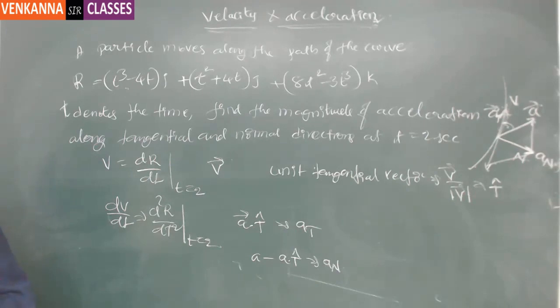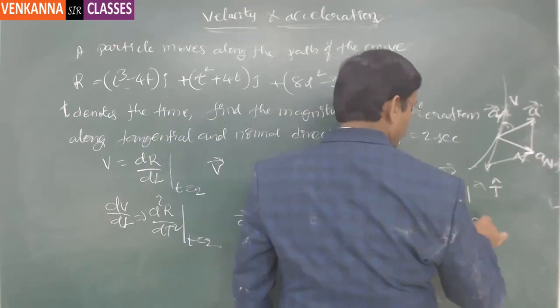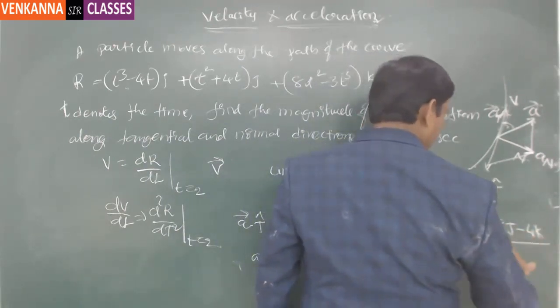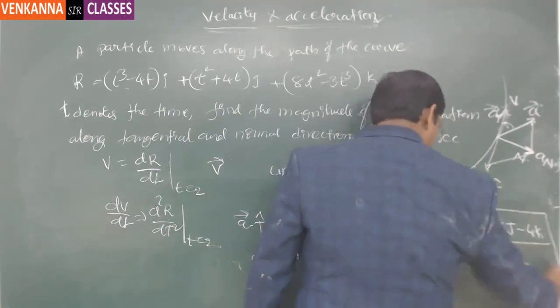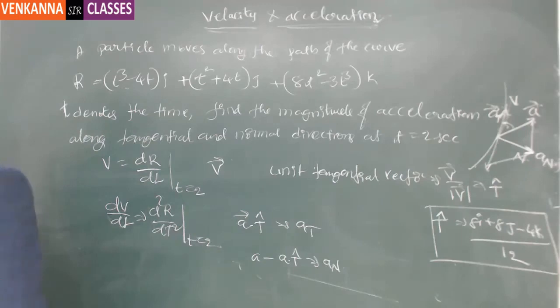8i plus 8j minus 4k divided by square root of 64 plus 64 plus 16. So that is 12. So 8i plus 8j minus 4k divided by 12. So the tangential vector t cap is equal to 8i plus 8j minus 4k divided by 12. So this is the t cap vector. Got it? And the tangential component of velocity magnitude is how much? 16. That's correct.